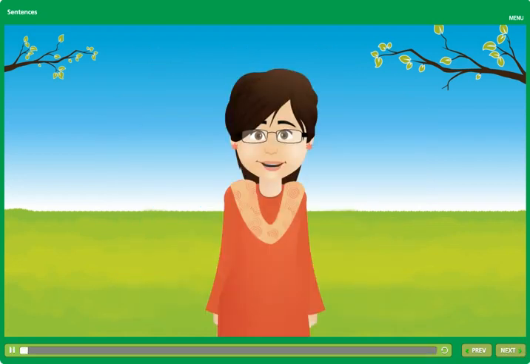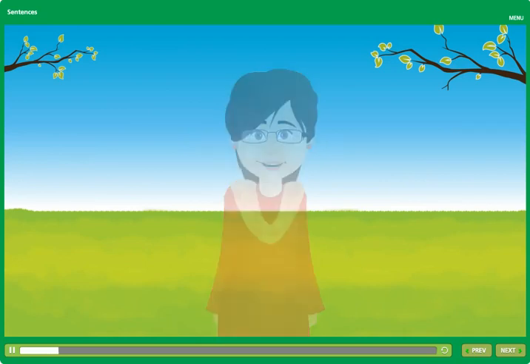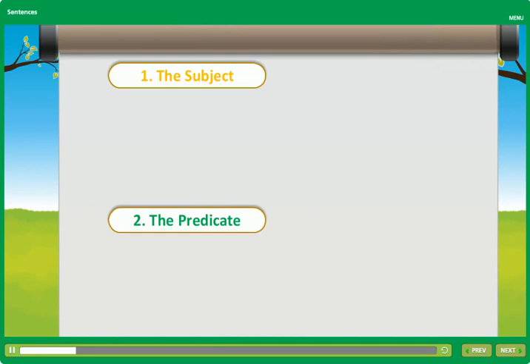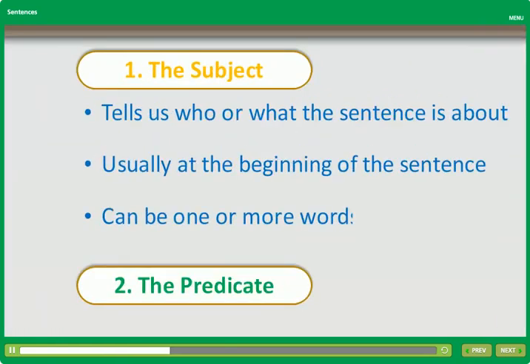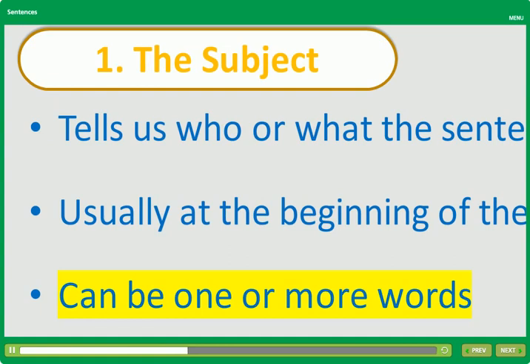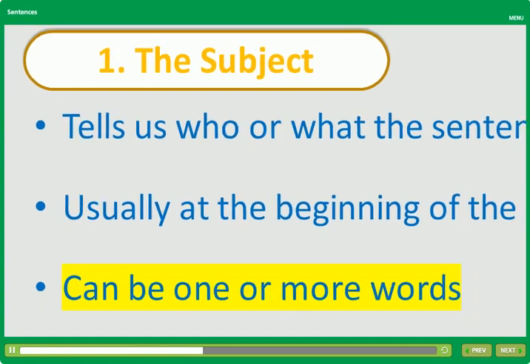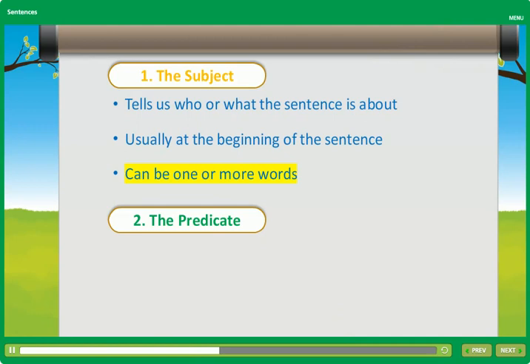There is another way of dividing a sentence into its parts. We already know that the subject is who or what the sentence is about, and that usually it comes at the beginning of the sentence. But did you know that the subject can be more than one word? For example, most people are honest. In this sentence, most people is the subject.